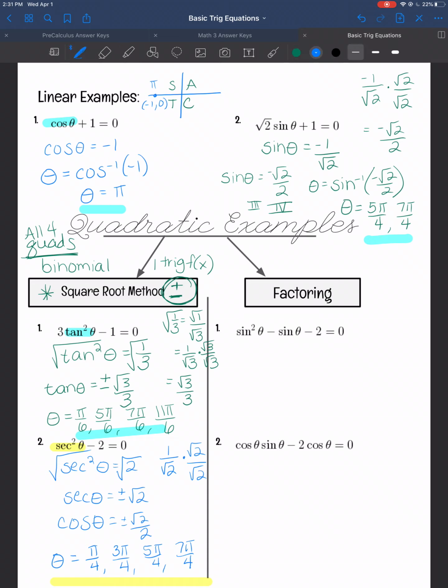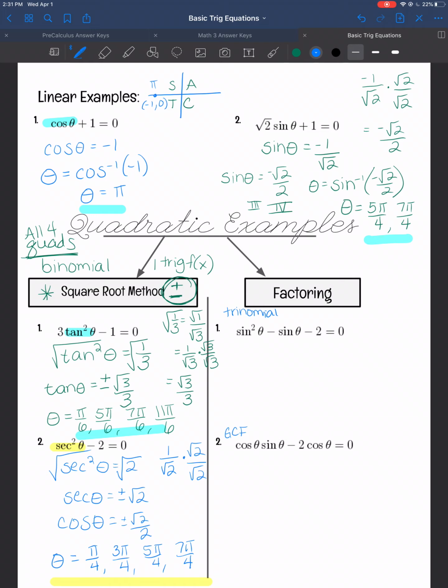Alright, best for last, factoring methods. There's 2 different types of factoring that may show up. You have trinomial factoring, where you look for factors of C that add to give you B, or you can have GCF factoring. So I've pulled an example of each.